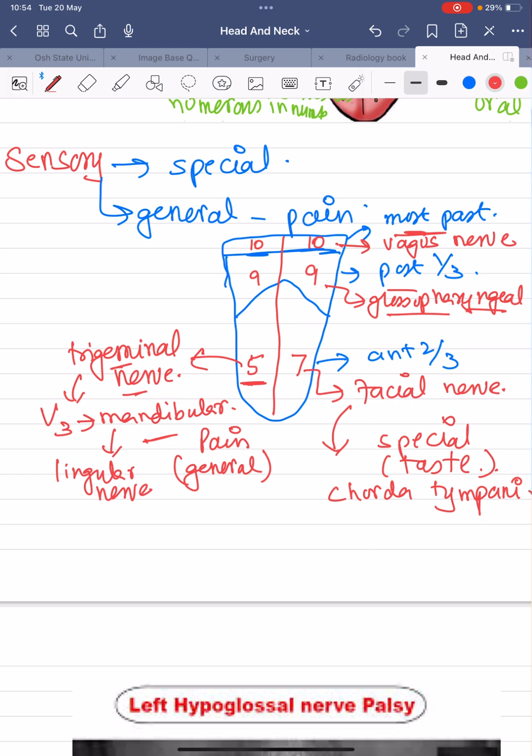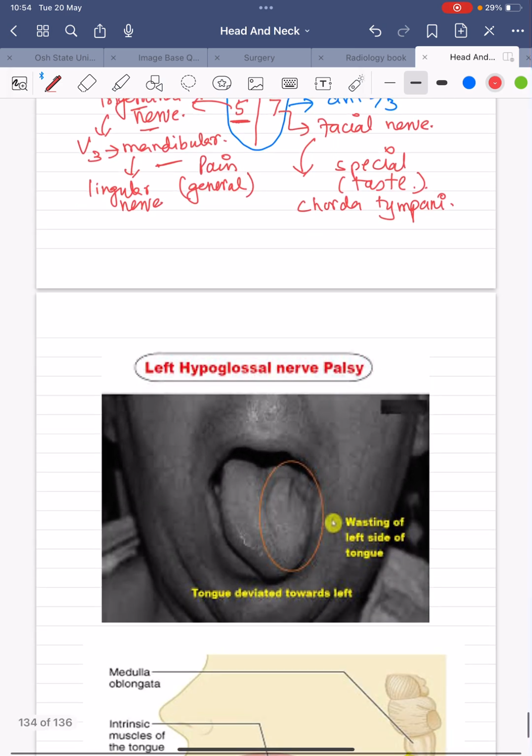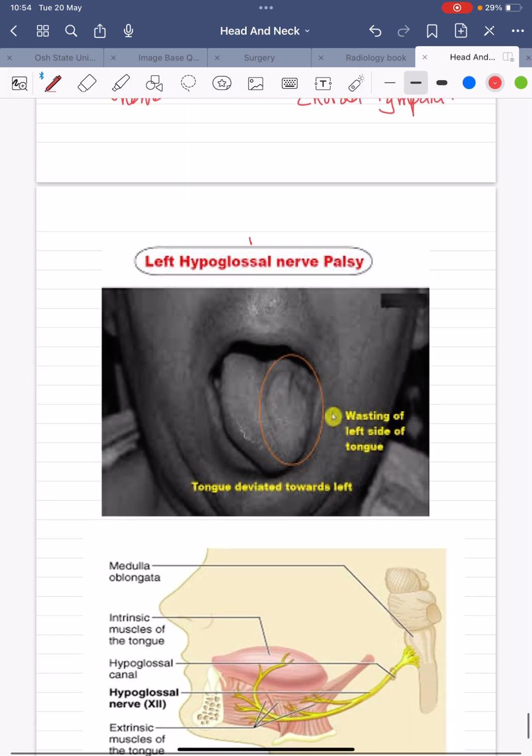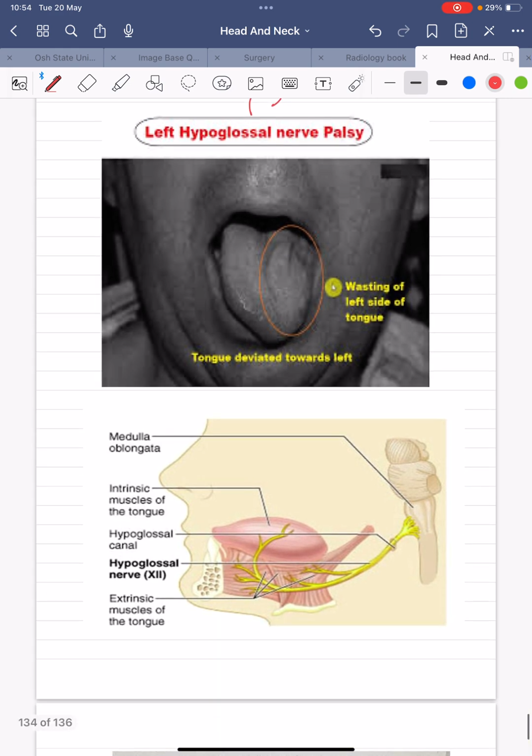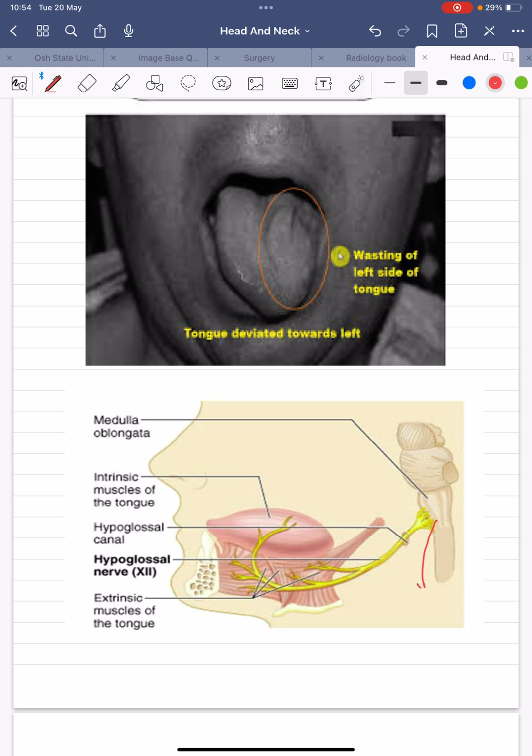Okay, now coming into the clinical correlation of the tongue. Now hypoglossal nerve, it is your 12th cranial nerve. Please remember, see this root, it is coming out from the medulla oblongata. This is the medulla oblongata, this is the pons, this is your midbrain, this is the brain stem. Brain stem is divided into three parts: medulla oblongata, pons, and midbrain.